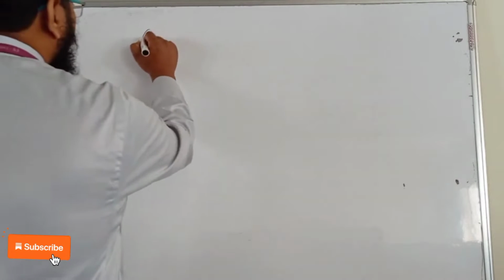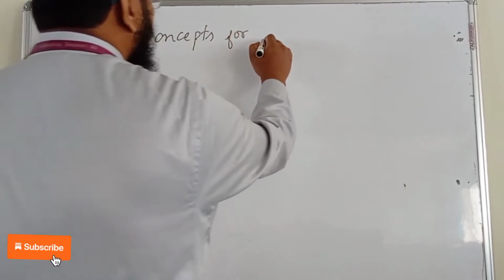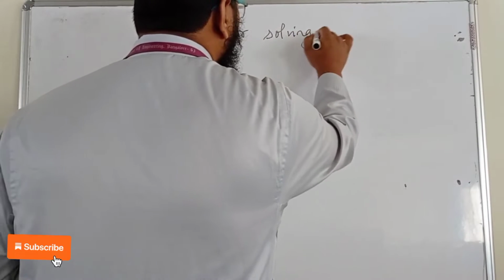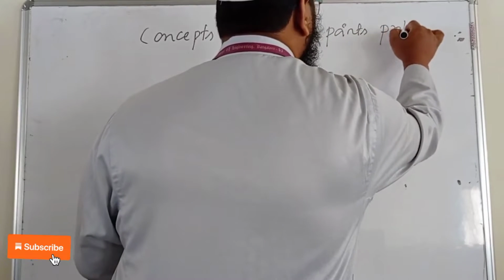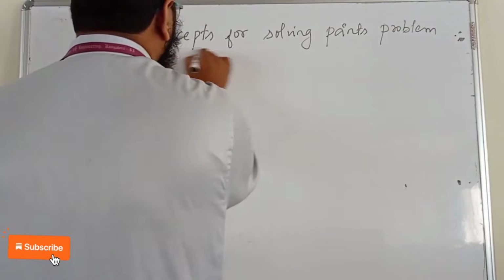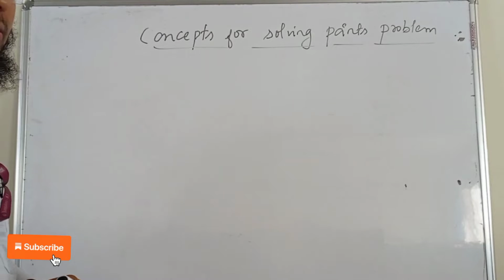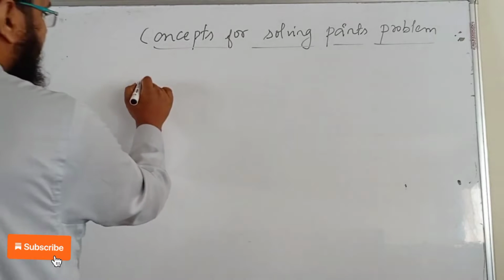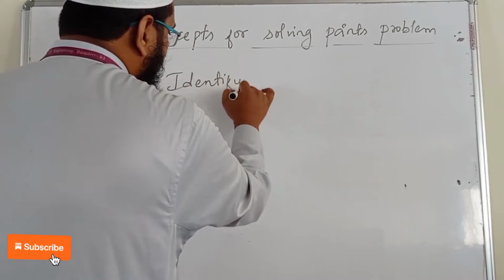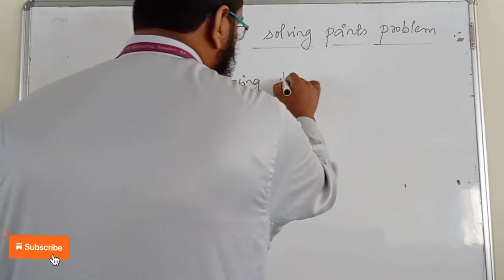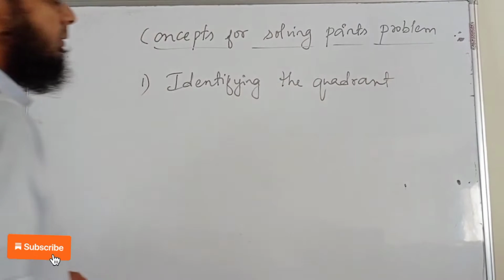So, the concepts for solving the points problem. Here there are three concepts or conditions by which we can solve the points problem. The problem is very easy. The first concept is identifying the quadrant. From the question we need to identify which quadrant it is.